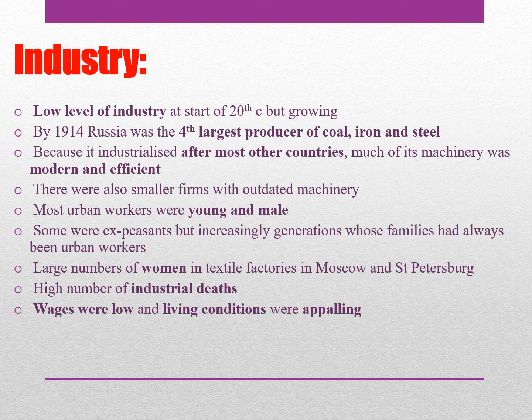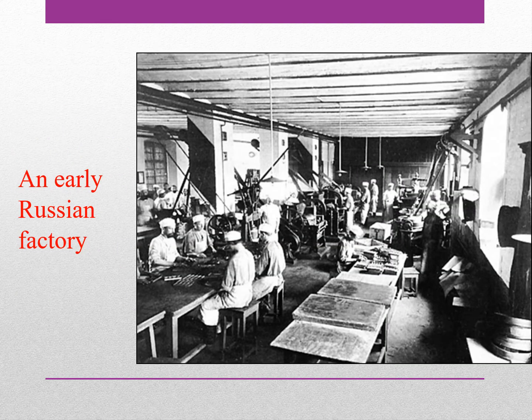There were large numbers of women who were working in textile factories in Moscow and St. Petersburg, but there was not a particularly great safety level, lots of high numbers of industrial deaths, wages were very low, living conditions were generally appalling, and not a particularly great thing to be involved in. Here you can see a picture of an early Russian factory. Pays better than living on the land, but it's very simplistic.